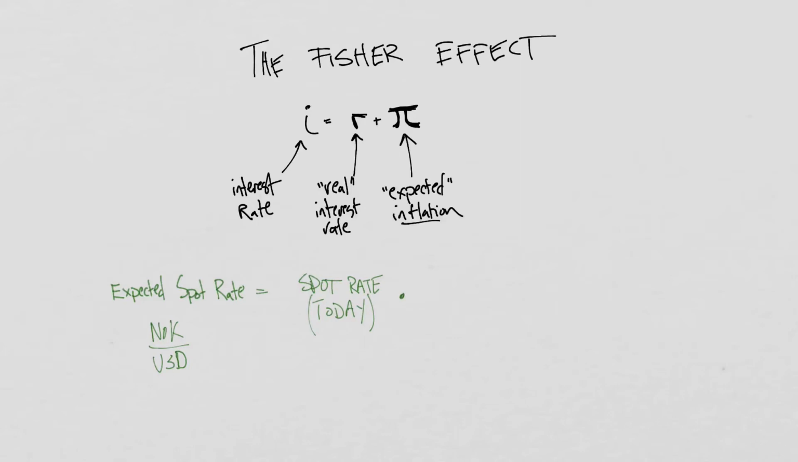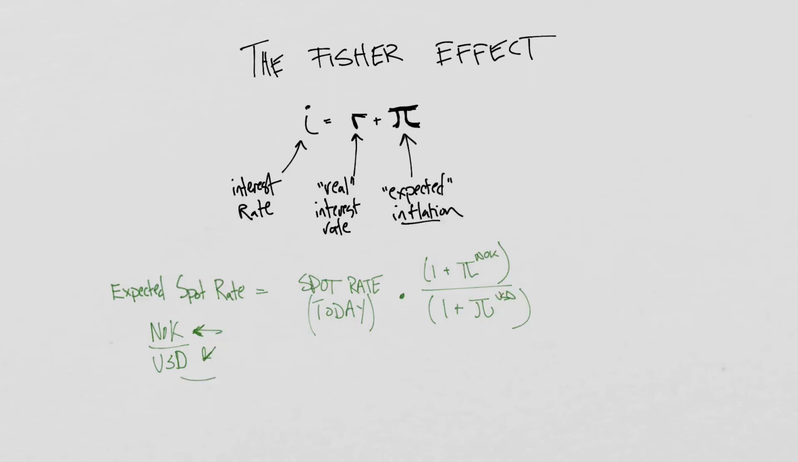multiplied by this inflation differential. That is, for the Norwegian kroner versus the USD, the inflation differential between inflation in Norway and inflation in the United States. Notice that if we're looking at the spot rate in terms of kroner versus USD, then we just have to make sure our inflation figure here is consistent. It's kroner divided by USD.